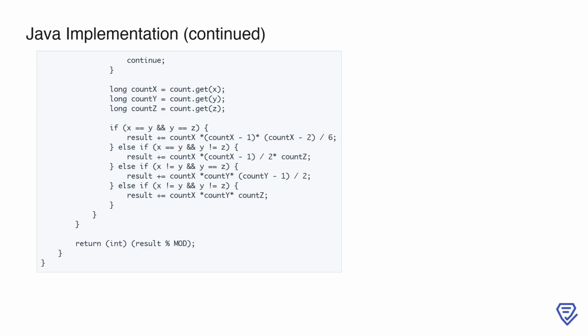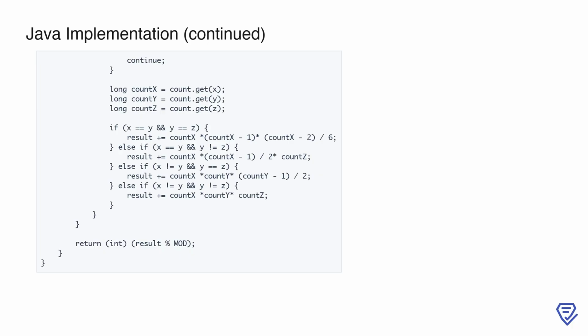Similarly, if y and z are the same but different from x, we calculate combinations for y and z, then multiply by the count of x. Finally, if all 3 numbers are distinct, we simply multiply their respective counts. Each case adds its result to the result variable. After processing all valid triplets, we return the result modulo mod to ensure it fits within the required bounds.